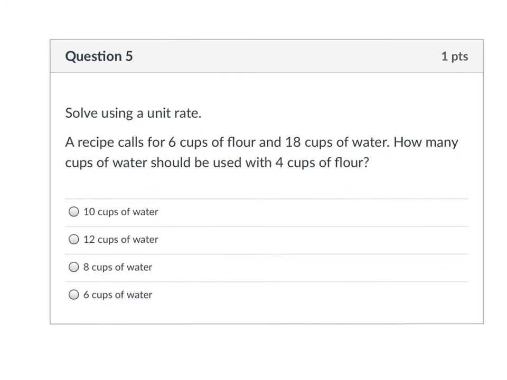Number 5, solve using a unit rate. A recipe calls for 6 cups of flour and 18 cups of water. How many cups of water should be used with 4 cups of flour? So I'm going to get my unit rate again. Here's my 18 cups of water compared to 6 cups of flour.